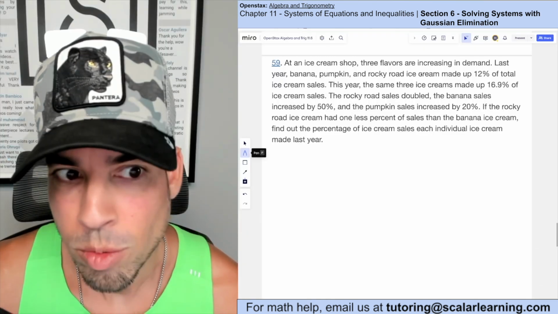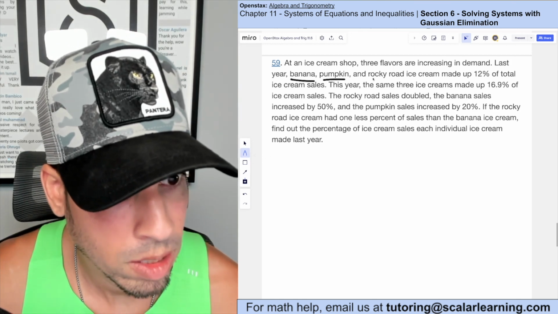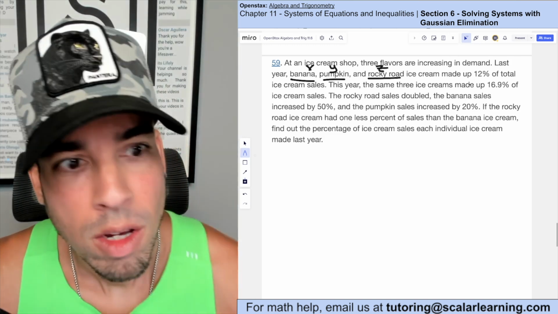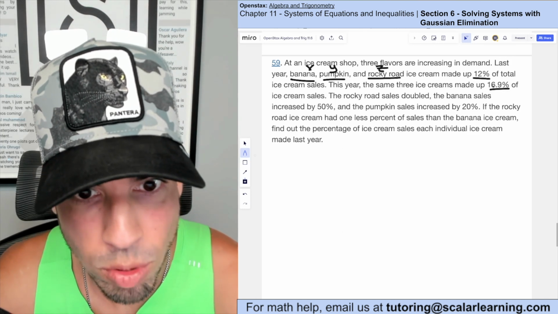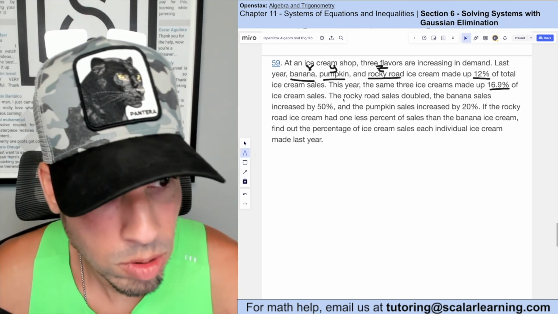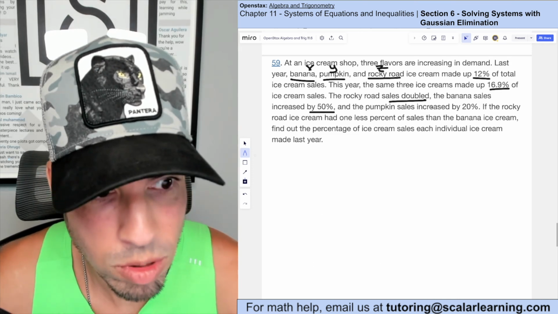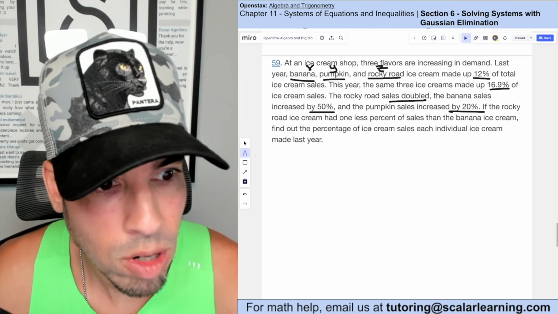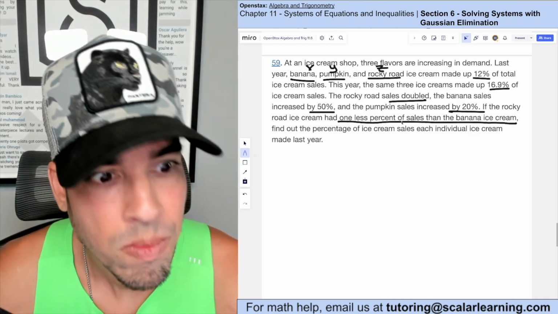Done. At an ice cream shop, 3 flavors are increasing in demand. Last year, banana, pumpkin, and Rocky Road, I'm going to call that x, y, and z. I'm sure it's a triple system, made up 12% of the total ice cream sales. This year, the same 3 ice creams made up 16.9% of the ice cream sales. The Rocky Road sales doubled, the banana sales increased by 50%, and the pumpkin sales increased by 20%. Okay, if the Rocky Road ice cream had 1 less percent of sales than banana, find out the percentage.